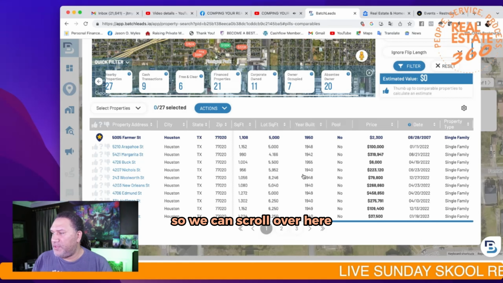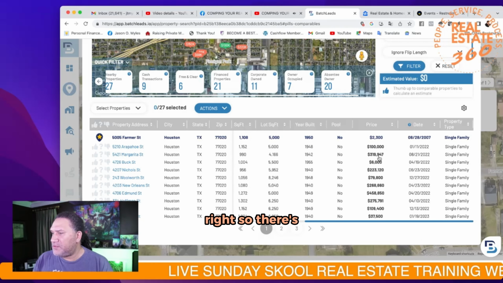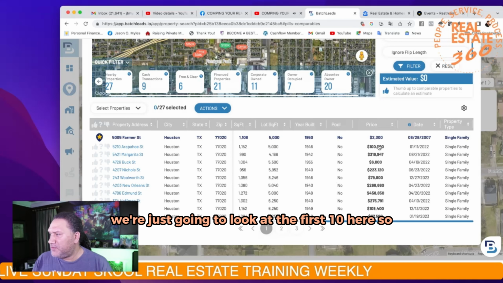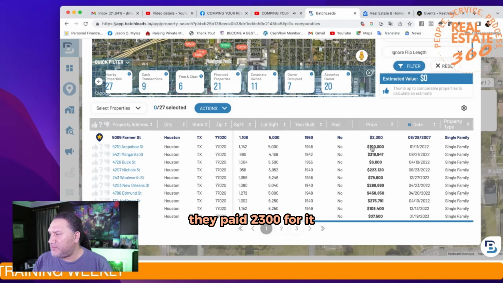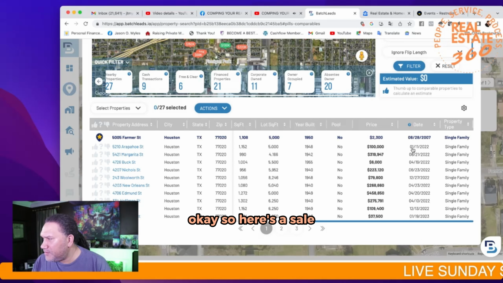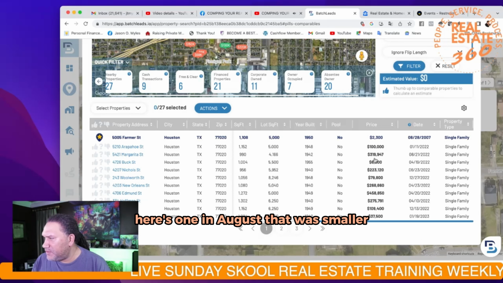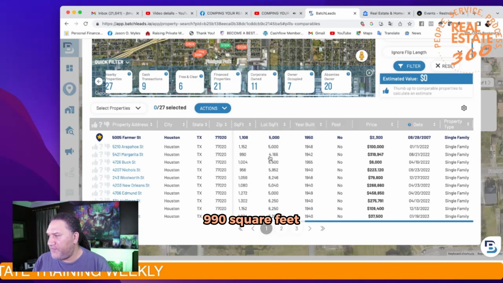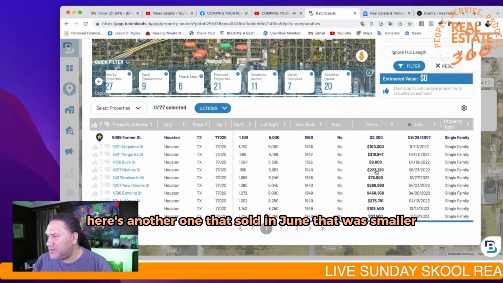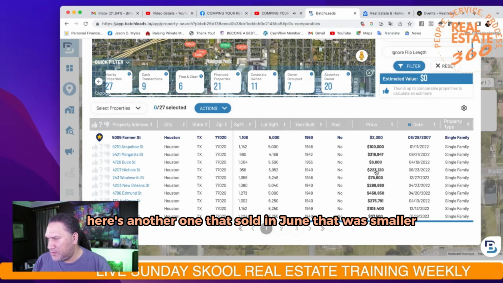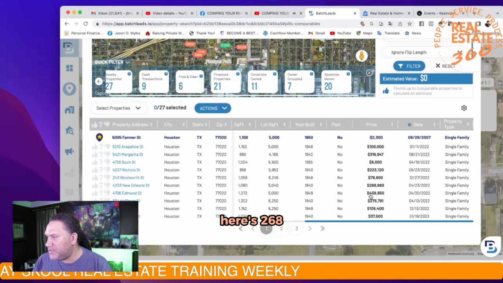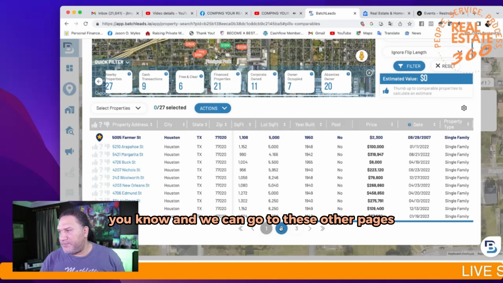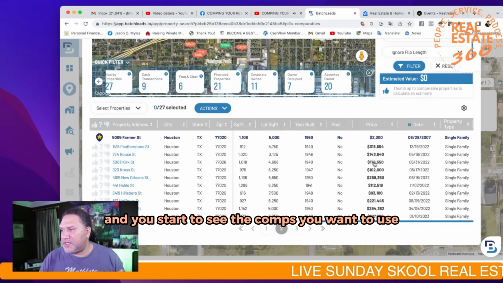So we can scroll over here. We're at the back end of it, right? So we're just going to look at the first 10 here. So this is when they got it. They paid $2,300 for it. Okay, so here's a sale last year at $100,000. Here's one in August that was smaller, 990 square feet, a smaller lot even, right? $320,000, $319,000. Here's another one that sold June that was smaller for $223,000. Here's $268,000. There's $458,000. $275,000. And we can go to these other pages and kind of see the same thing. And you start to see the comps you want to use.